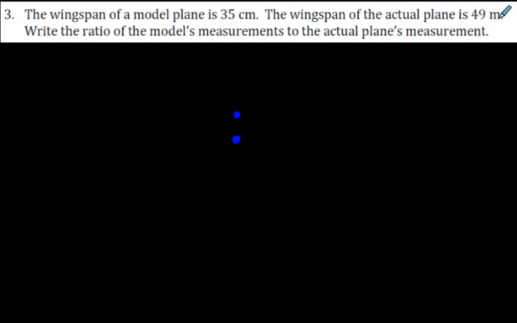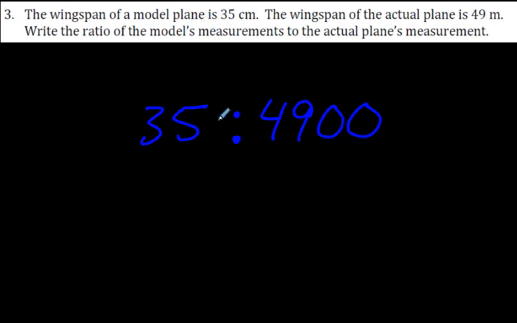So 49 meters to centimeters, well, if you remember how to change meters to centimeters, you just jump the decimal 2 hops over to the right. So it would be 4,900 centimeters. And the original one, or the model plane, was 35 centimeters. The actual one is 4,900 centimeters. You don't have to put the units, you just write it like this and you're good to go.